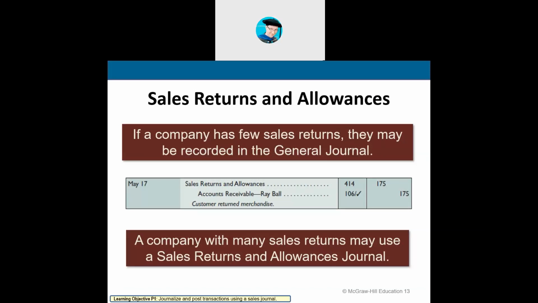Sales returns and allowances. You all remember this probably from a couple chapters ago. Let me think back. It goes like 4 or 5, if I'm not mistaken. We talked about this thing called sales returns and allowances. And it was when customers would return product to us.